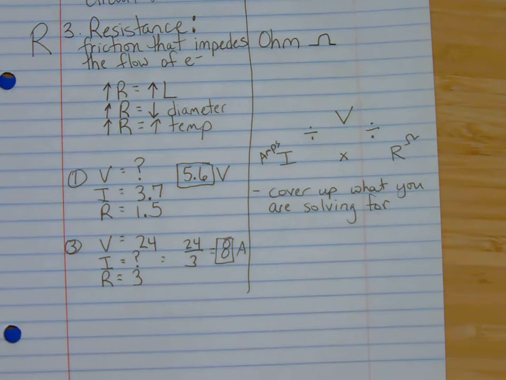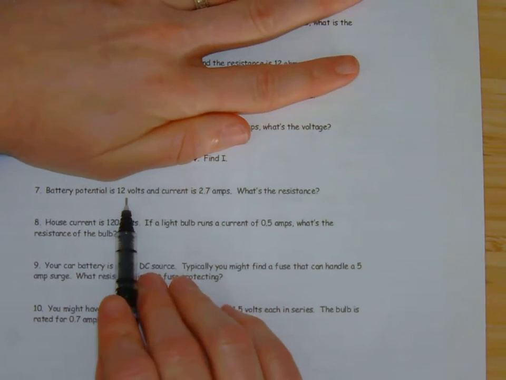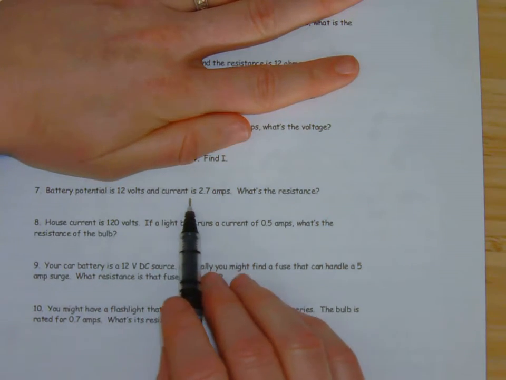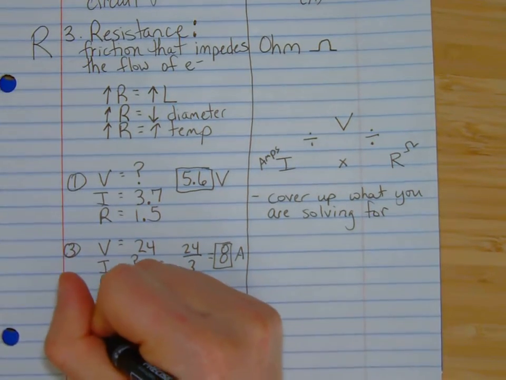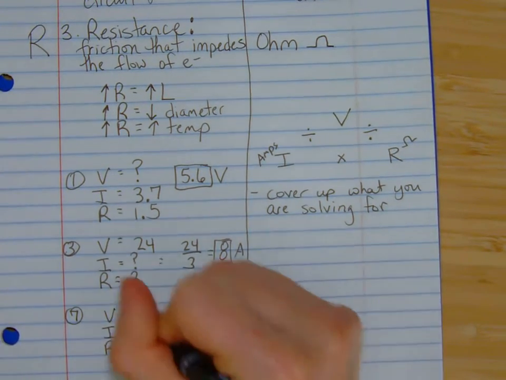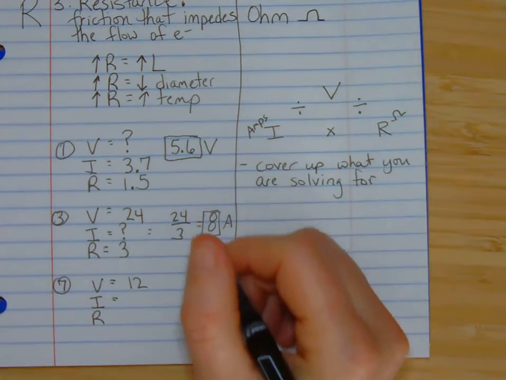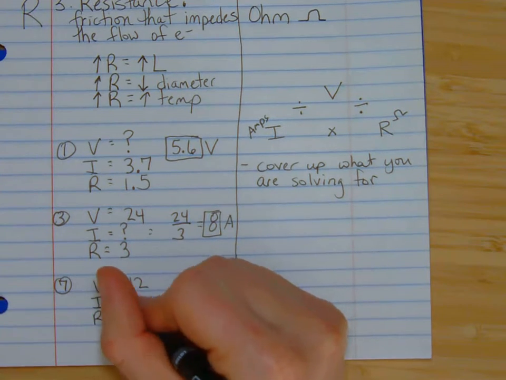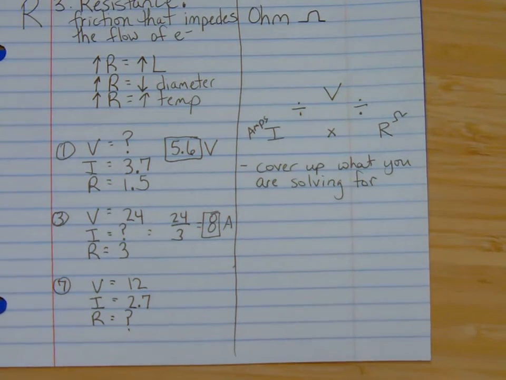And we will solve for resistance. Just looking for what one I have left. So let's solve for resistance. So here we go. I've got a battery of 12 volts. This is number 7 on the practice. We have a current of 2.7 amps, solving for resistance. So for number 7, VIR. So the voltage is 12. The current is 2.7. And the resistance is our question mark.